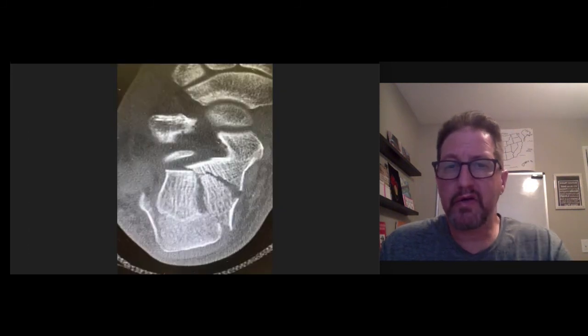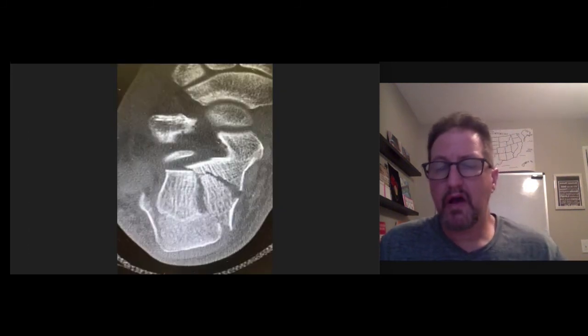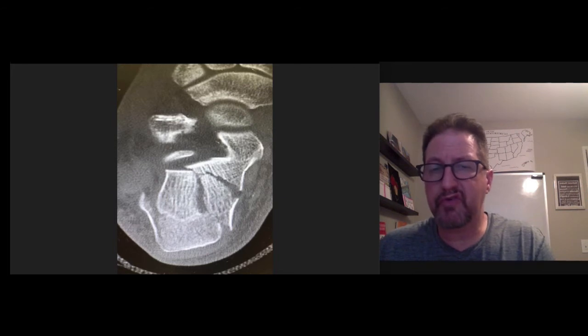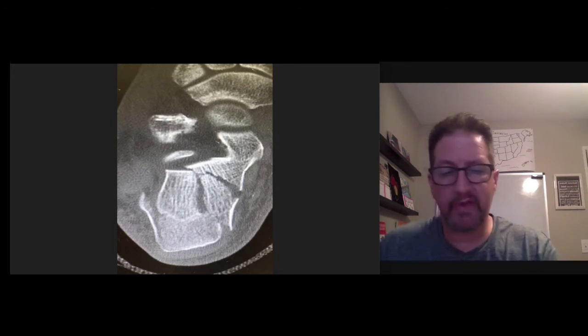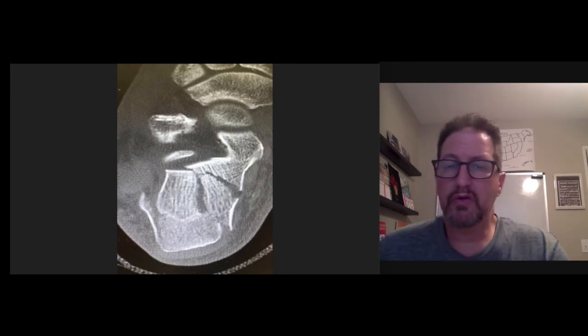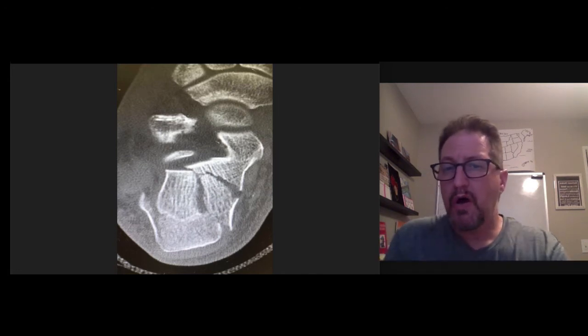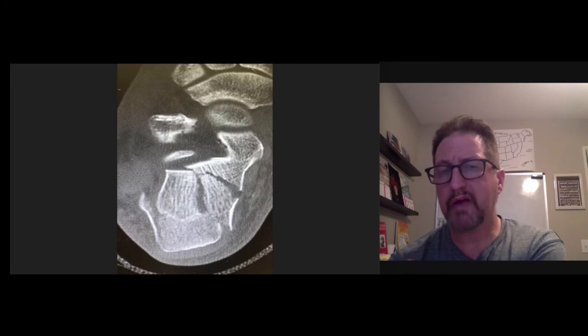Okay, here is a CT scan of a completely different patient. And we use the Sanders classification most commonly for looking at calcaneal fractures with CT. So almost all calcaneal fractures, unless they're really simple looking, will end up with a CT scan.